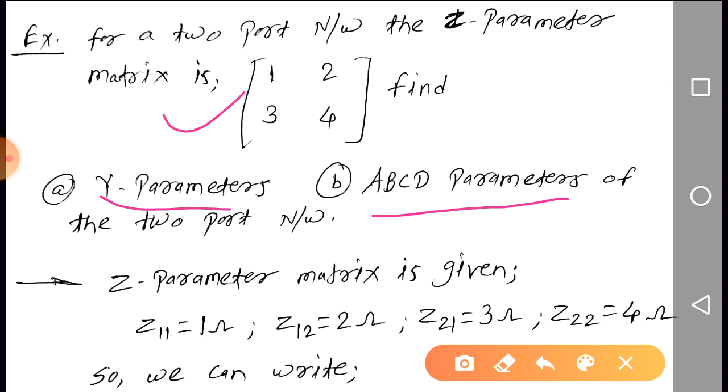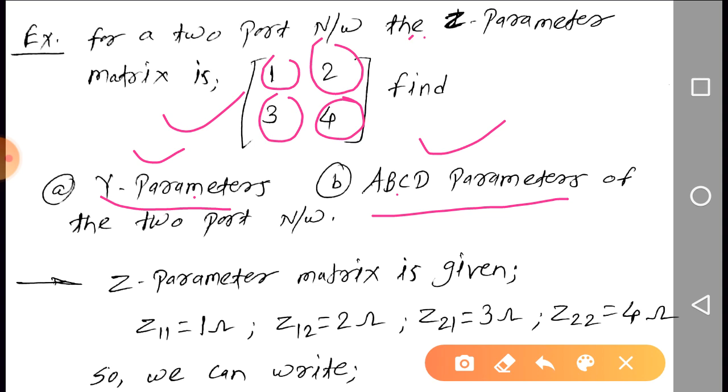For some two-port network they have given the Z parameters, that is Z11, Z12, Z21 and Z22. Our task is to find the Y parameters and the ABCD parameters of the same two-port network. For that we need Z to Y parameter conversion and Z to ABCD parameter conversion. We have already derived the expressions, but is it possible to memorize those expressions? No. So here we are going to discuss how to simplify these types of questions.